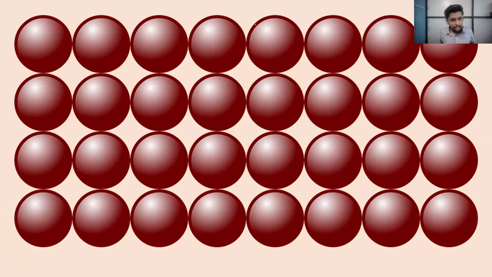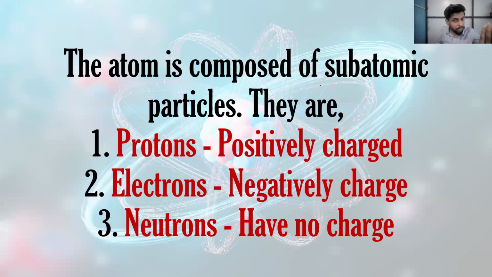Then after John Dalton, scientists discovered that inside the atom there are some small particles. They are named subatomic particles. Who discovered these things? Later, after John Dalton, the scientists discovered that inside the atom there are some other small particles, and they are named subatomic particles. They are protons, neutrons, and electrons.